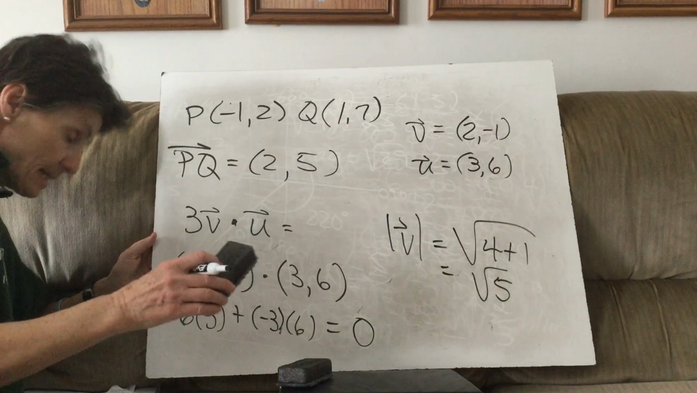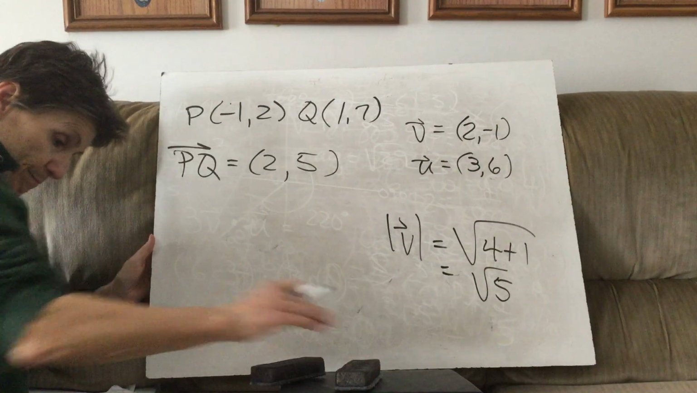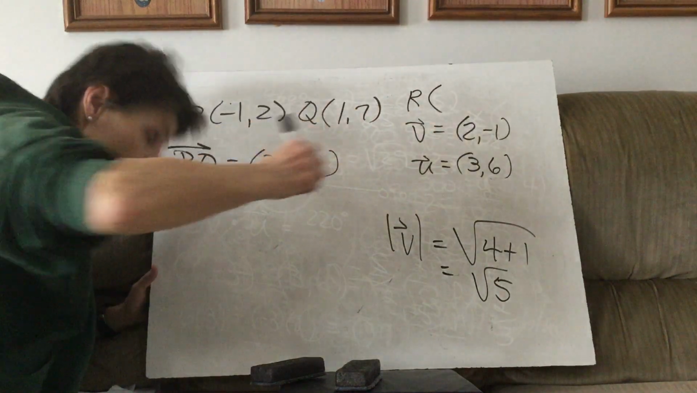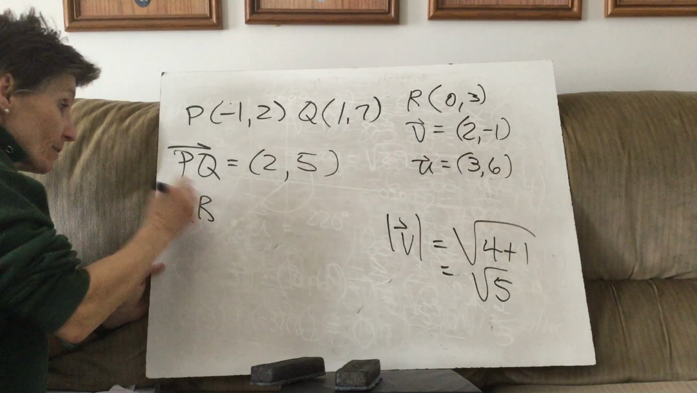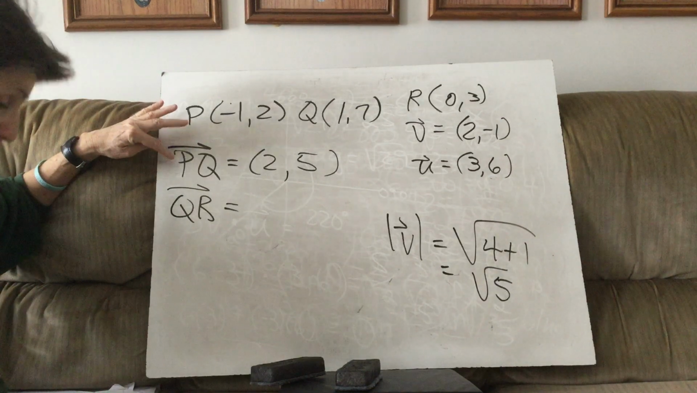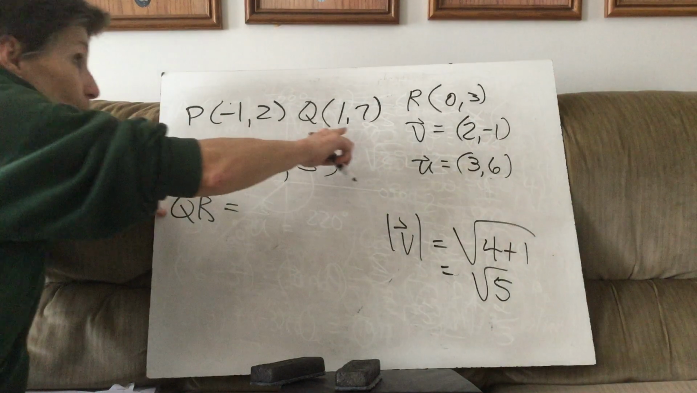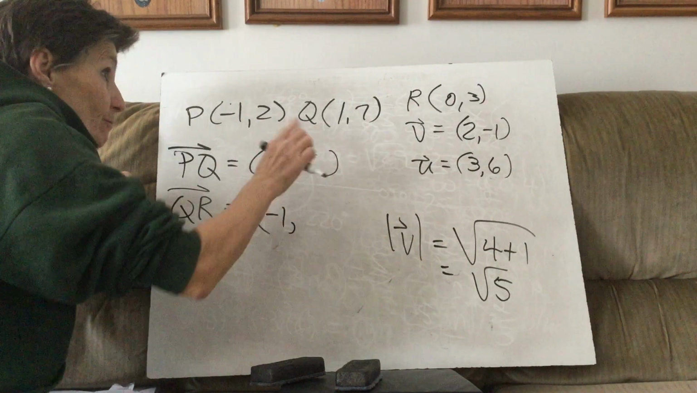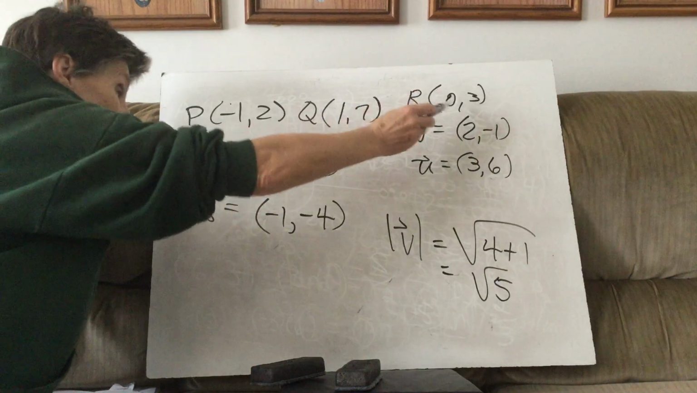Okay, now I'm going to leave PQ here because it's part of question 4. But I need R also. So point R is 0, 3. And I need to find QR, vector QR. And now on problem number 4, I already have PQ left over from a different problem. Now I have to find QR. So from Q to R would be -1, -4. 0 minus 1, 3 minus 7.